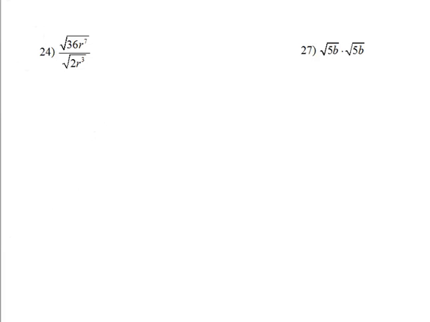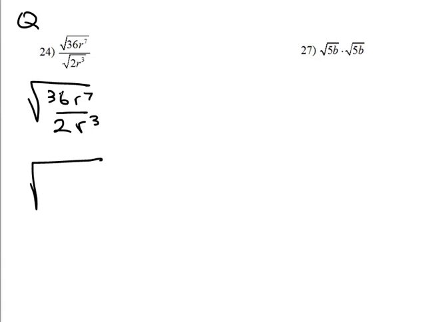Here we're going to use the quotient rule again. Remember, I can write it this way just the same as I can the other way. And one of the reasons I've chosen to write it all under the radical is the fact that I can factor the coefficients and that I have the same variable, so I can do that too. So in the new version, 2 goes into 36 18 times. R to the 7th over R to the 3rd is R to the 4th.